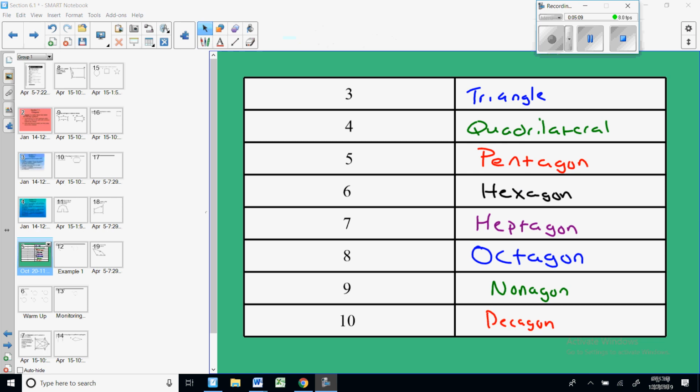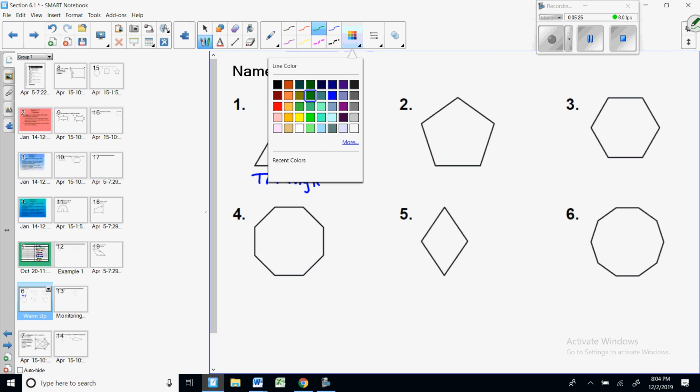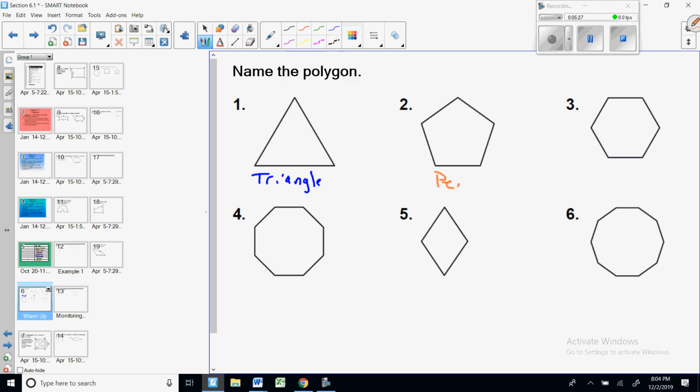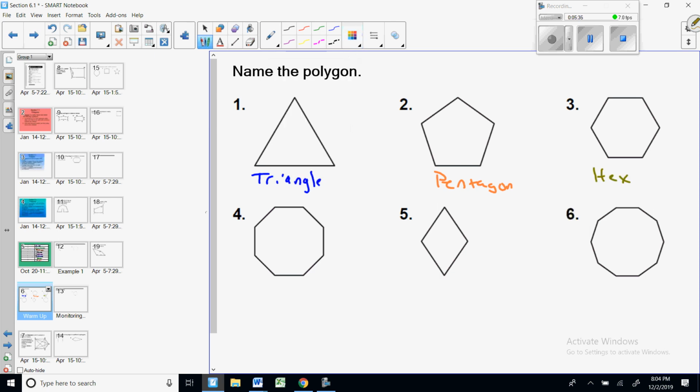Okay, so at the bottom of the front page of the notes, we're going to take a look at the different shapes that we've got, and we want to identify the types of figures we have. So number one is obviously a triangle. Okay, number two, okay, we got a pentagon for that one. What about number three? Okay, there's 6 sides there, so that one's a hexagon.